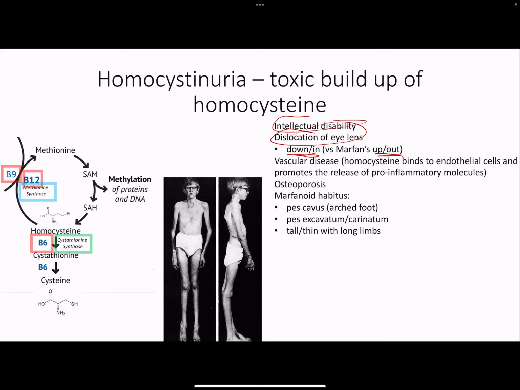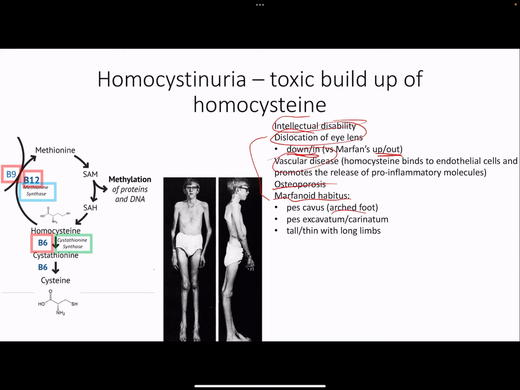It binds to endothelial cells and promotes the release of pro-inflammatory molecules. So this can lead to vascular disease. People can get things like aneurysms, osteoporosis, and Marfan. So it's kind of like double, like, the lens dislocation is like Marfan's, but also Marfanoid habitus just means that the body is, Marfanoid is a very, Marfan's disease is a very specific body type.